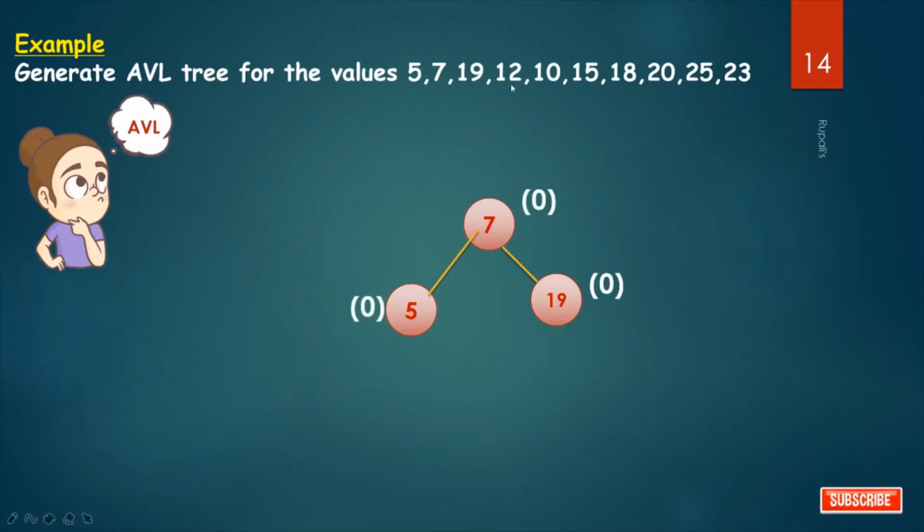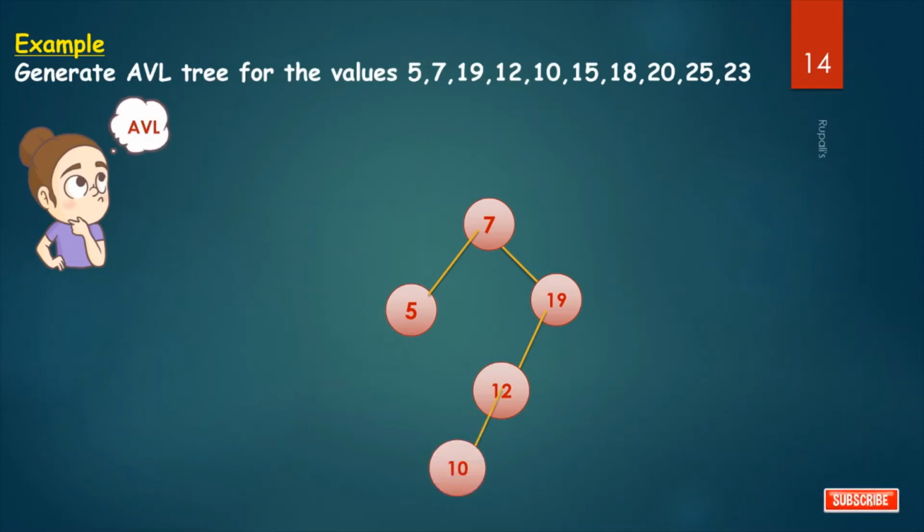Now you have to insert the next node, 12. It is greater than 7, less than 19. Check the balance factor. Your tree is still balanced. Now insert 10. It is greater than 7, less than 19, less than 12. So 10 is here. Check the balance factor.